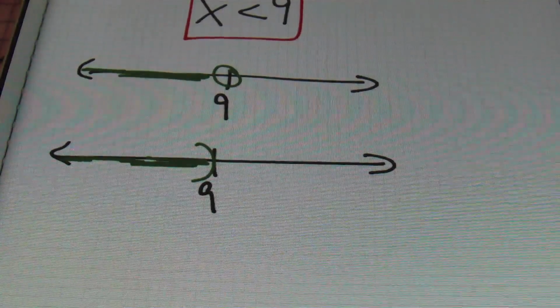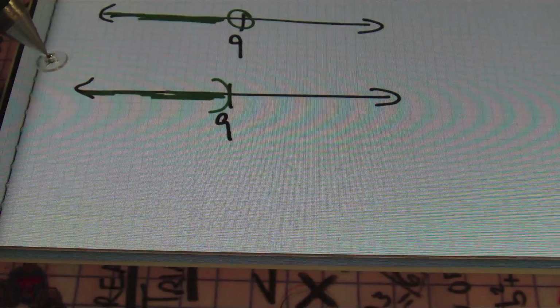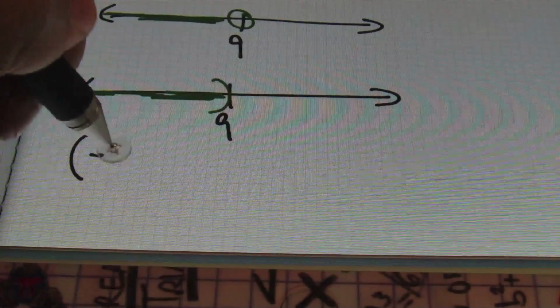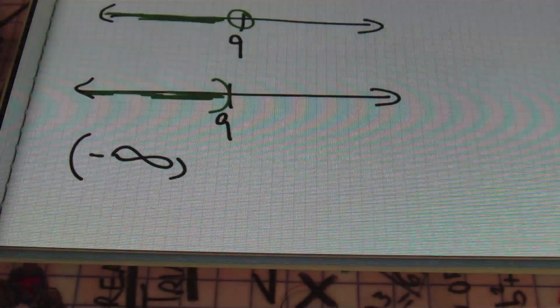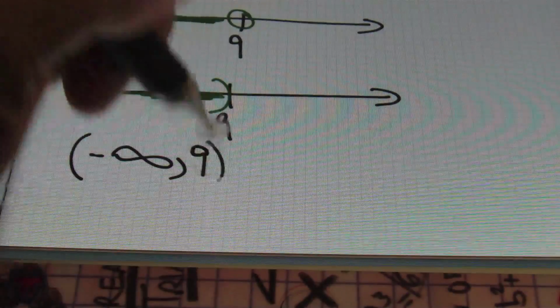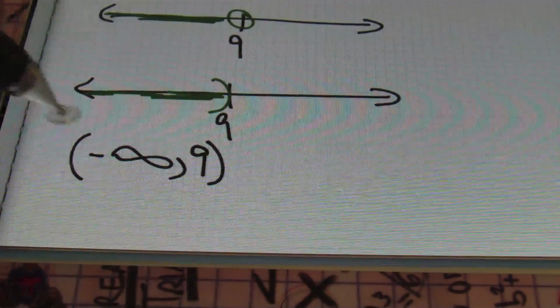All right, the next thing I want to show you is your interval notation for this. Interval notation, remember we're starting from the lowest value to the highest. My lowest value would be negative infinity. All right, and then the highest value is 9. Remember, I'm approaching 9, so therefore I'll use parentheses. And that's it. That's the interval notation for that.